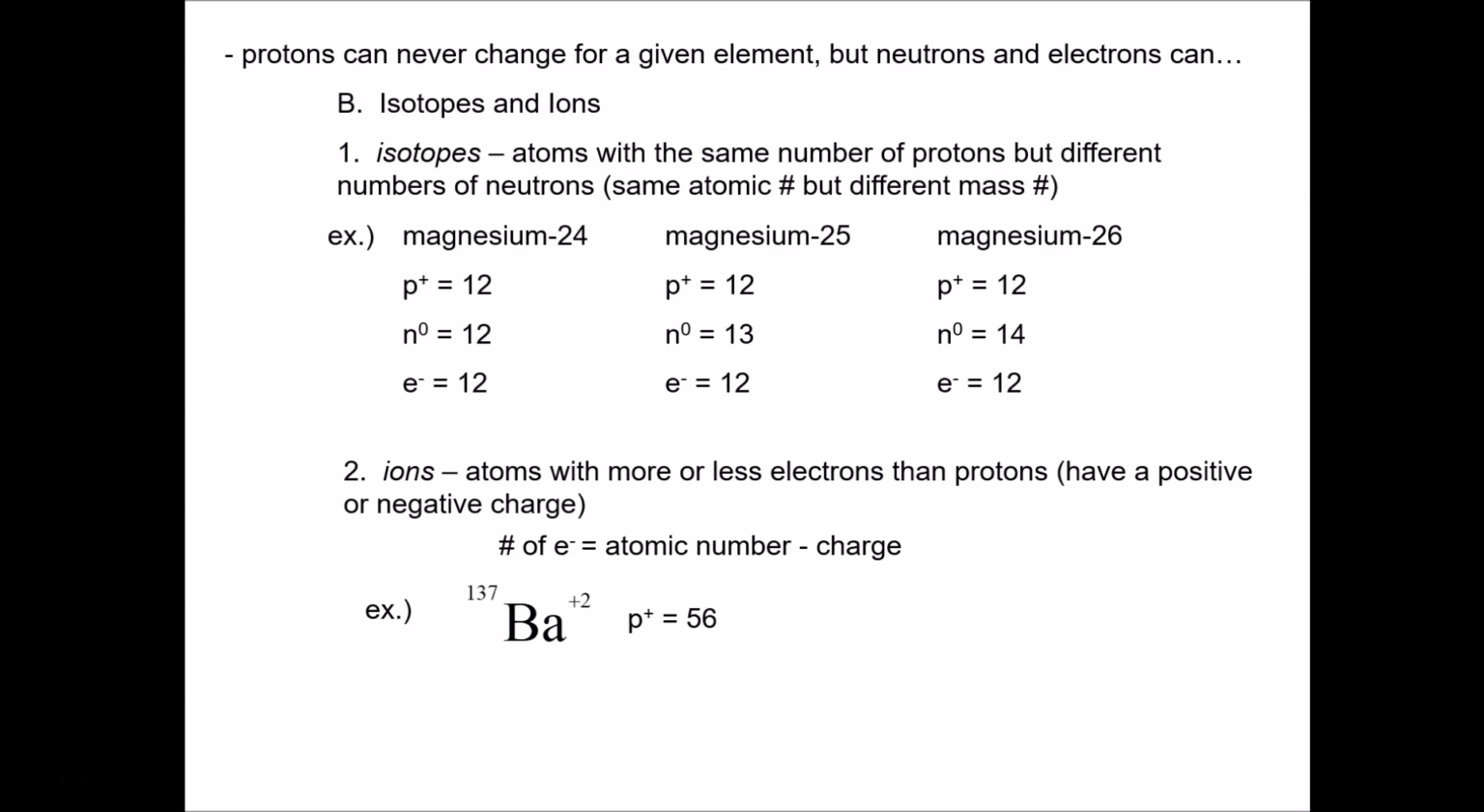Now, how do you do neutrons? Once again, you take mass number minus atomic number. So 137 minus 56. So what's that going to be? 81.